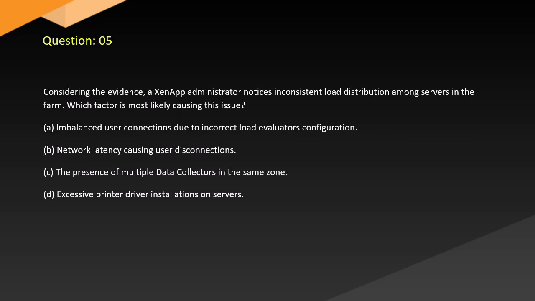Question 5. Considering the evidence, a XenApp administrator notices inconsistent load distribution among servers in the farm. Which factor is most likely causing this issue? A. Imbalanced user connections due to incorrect load evaluators configuration. B. Network latency causing user disconnections. C. The presence of multiple data collectors in the same zone. D. Excessive printer driver installations on servers.